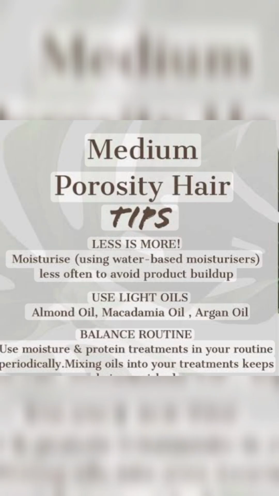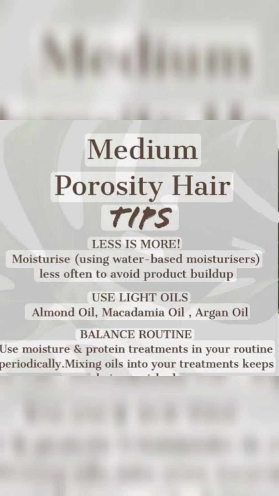Next, let's give you some tips on medium porosity hair. Less is more, so you want to use less thick moisturizer. Use water-based products to avoid product buildup, so things like aloe vera juice, you can add coconut oil to your water, use tea sprays, things like that, and use light oils like almond oil, macadamia oil, argan oil.